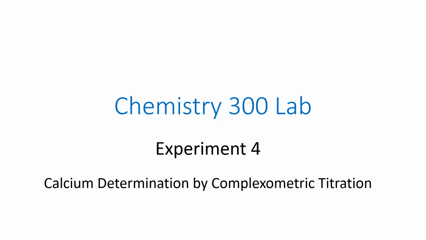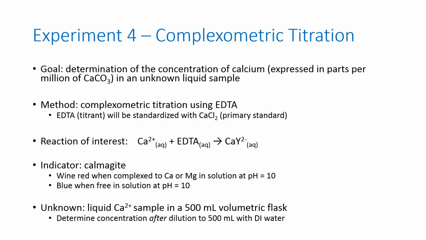This is the video introduction to Experiment 4, Calcium Determination by Complexometric Titration. Your goal in this experiment is going to be to determine how much calcium is in an unknown liquid sample. You're going to express your answer in parts per million of calcium carbonate. This is the way that water hardness is expressed. The method that you're going to use is a complexometric titration using EDTA as your complexing agent.